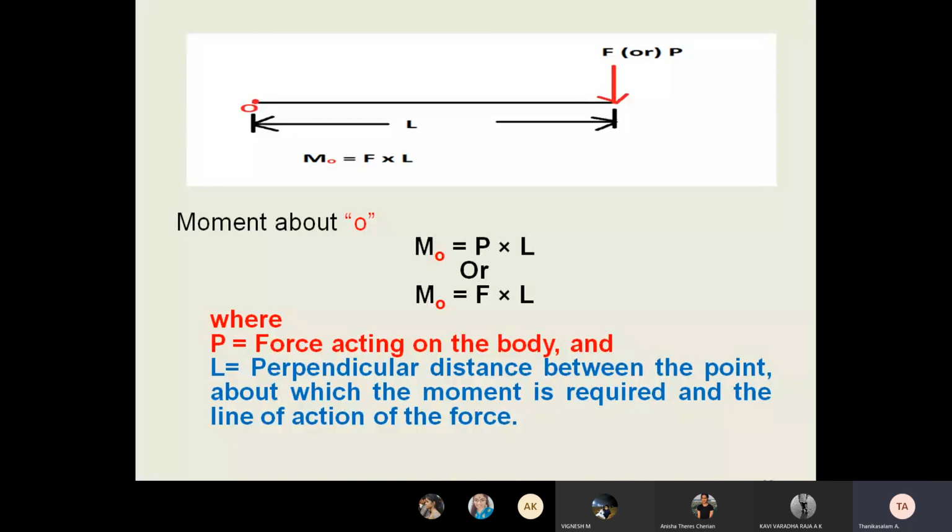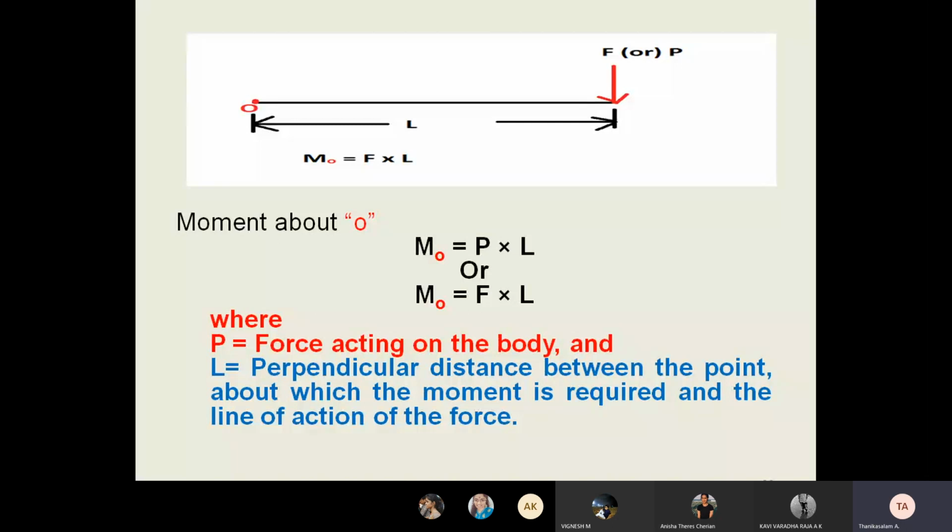L is the perpendicular distance from the point about which moment is required. Students, understand that whenever you take a moment, you have to write it with respect to a reference point. Here O is the reference point. That's why I have written capital F subscript O, that means moment about O. Understand? Whenever taking a moment, you have to say with respect to a reference point. Your reference point is O. Therefore, what is your moment?